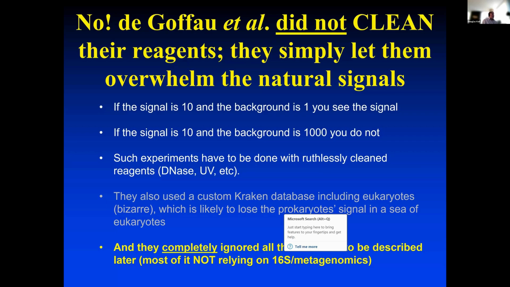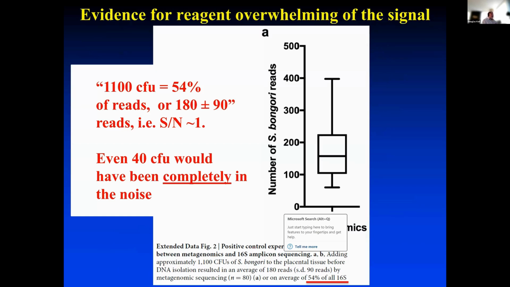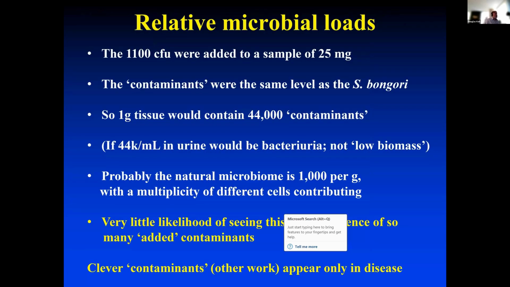They also completely ignored all the evidence that I'll rehearse some of shortly. And the reason I know they didn't, apart from the fact that they told us, is that in the extended data, they did a control experiment in which they purposely added some microbes, it was S. bongori, and asked the question what fraction of the reads were from the things that they'd added. And the answer was about half, which meant that the background was about half this number, which ended up being about 44,000 contaminants per gram. If that was in urine, it would be close to bacteriuria. It was a massive amount.